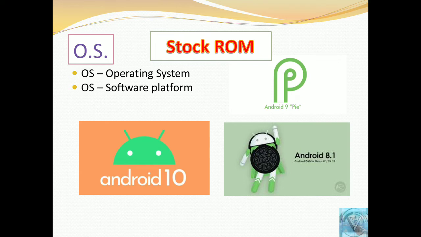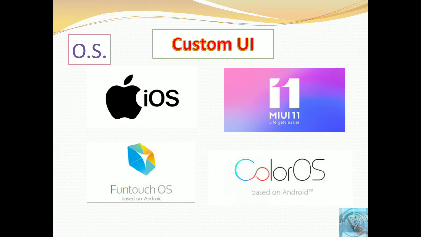One is stock ROM and the other is custom user interface, CUI. Stock ROM: we have Android versions like 8.1, 9 and 10 as Android Oreo, Android Pie and Android 10 respectively. Custom user interface, CUI, means running a user interface which has a different look on the Android version. For example, Oppo mobiles run on Color OS based on Android version.